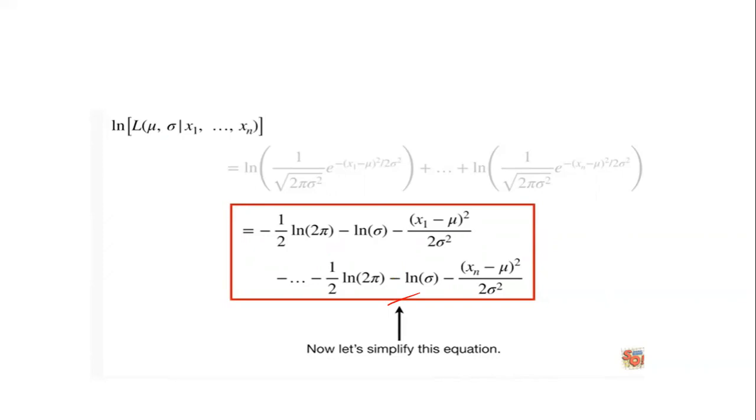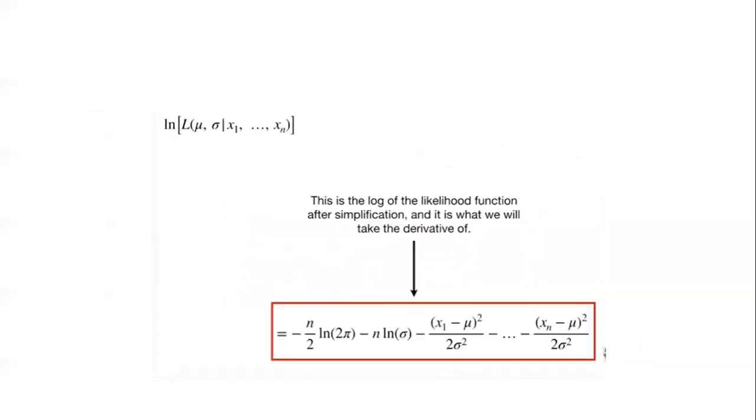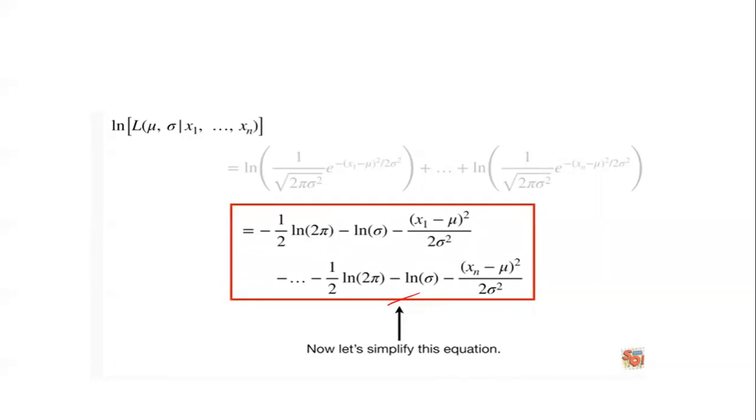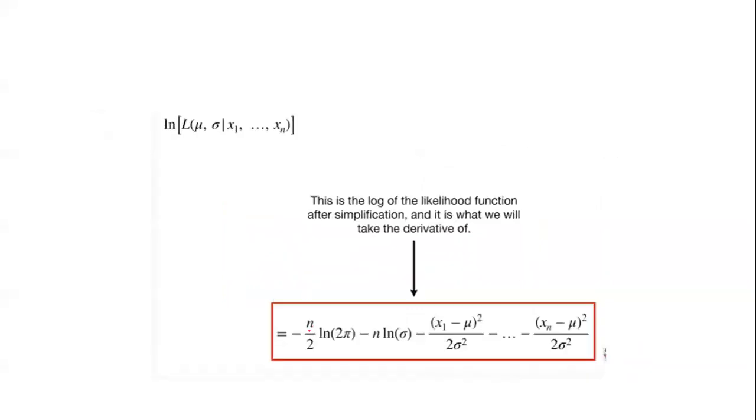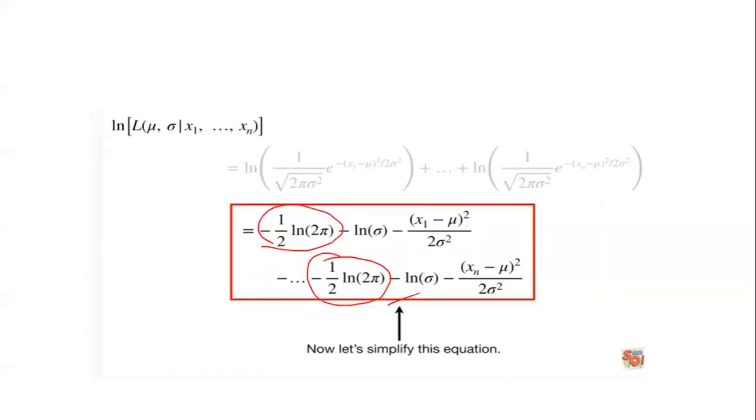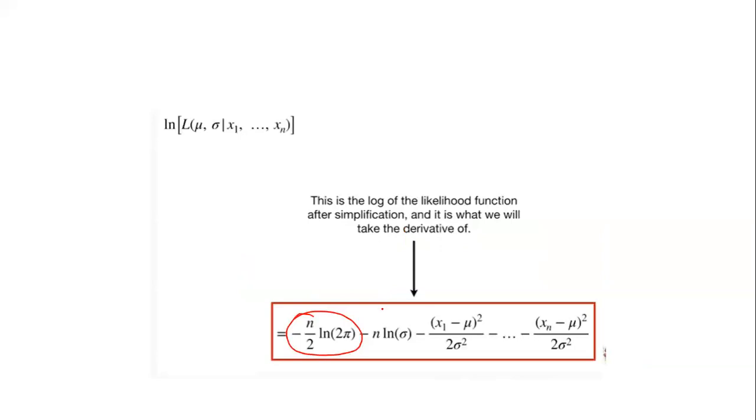Okay. So now for this equation, we have to actually take the derivative. So we have to take derivation twice. First, we have to take derivation with respect to mu, keeping sigma as constant, and then we have to take derivation with respect to sigma, keeping mu as constant. Okay. So again, this equation can still be simplified. This term, if you see, is appearing n times. So we can club all these things and write minus n by 2 log 2 pi. Similarly, this term is also appearing n times. So we can add up all these things and say minus n log sigma, right?